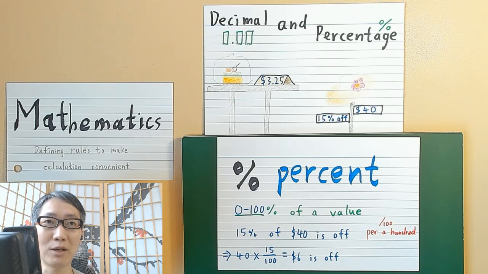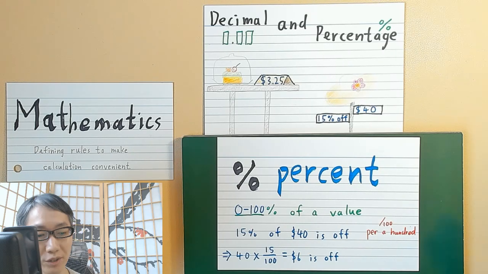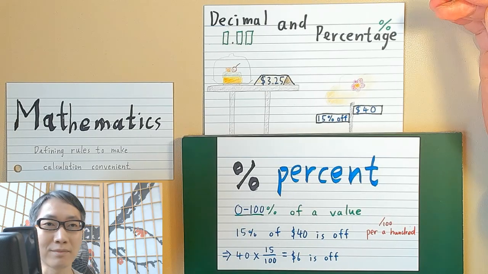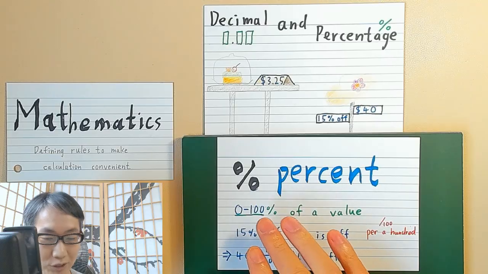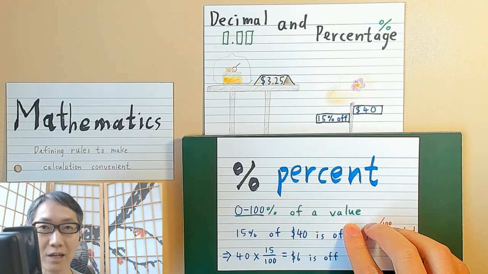Last video, we talked about decimals. Today, let's continue with percentage. So when we are using percentage, it must be a percentage of something, of a value.